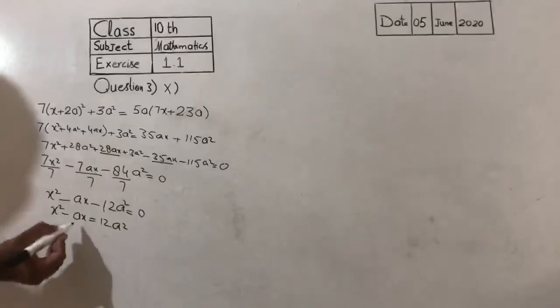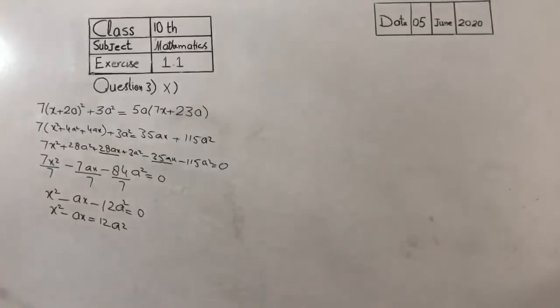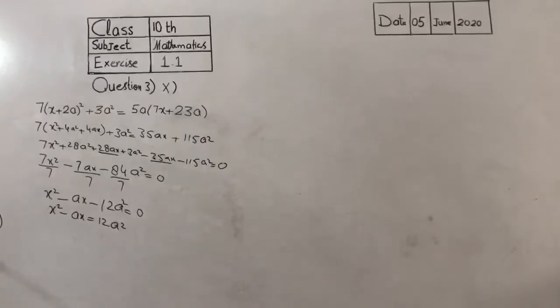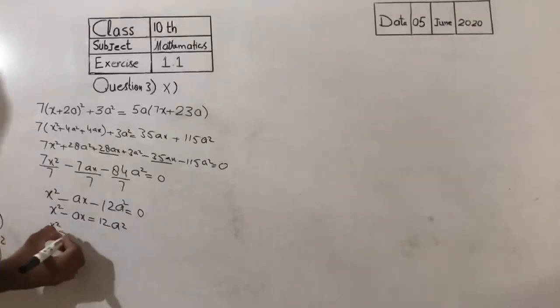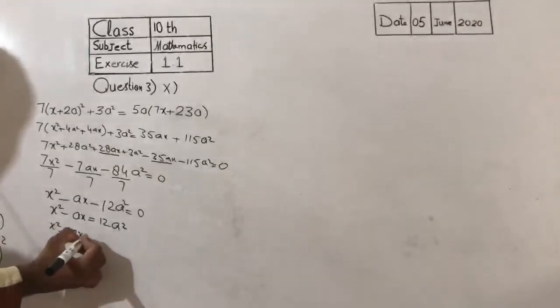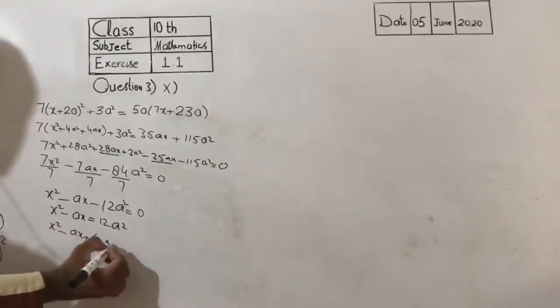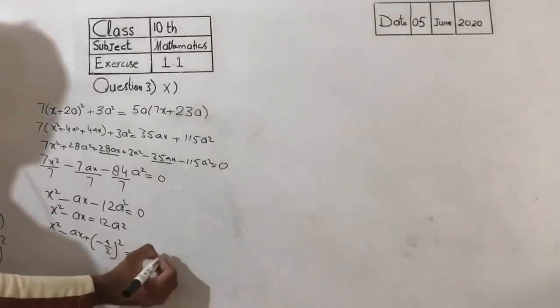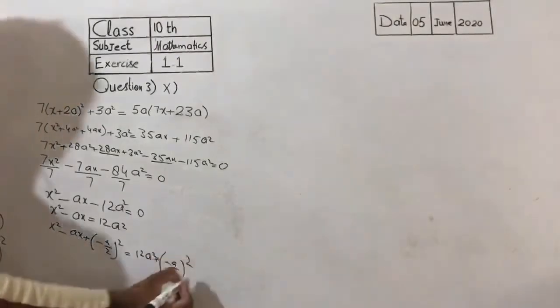In next step we take half of the coefficient of x. So here 1 over 2 into coefficient of x, which is minus a, so I write 1 over 2 into minus a, and here I get minus a over 2. In next step we take the square of this term and add it on both sides of equal. So here I get x square minus ax plus (minus a over 2) whole square is equal to 12a square plus (minus a over 2) whole square.